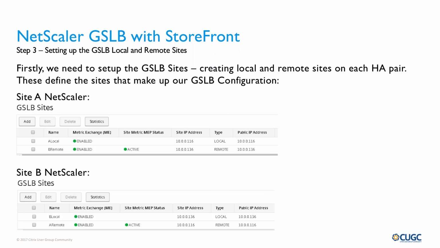So on site A, we've got A, the local site. We've given it a site IP address. And on site B, you can see we've got B local, and we've given that a site IP address. What you'll then see is on each of the NetScalers, we tell it about the corresponding remote site. So that's the local site on the other NetScaler HA pair. So for example, on NetScaler A, we've told it about the local site on the NetScalers in site B and called it B remote. Once that's done on both, essentially we have a complete configuration and the NetScalers know about each other. I'll just demonstrate that to you.